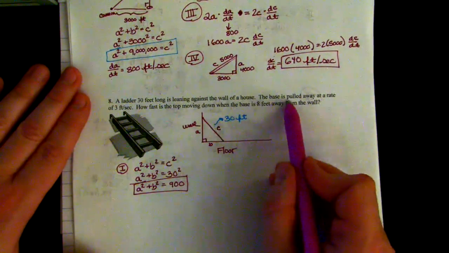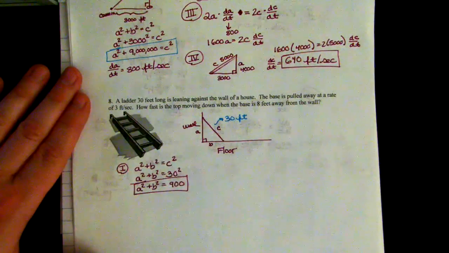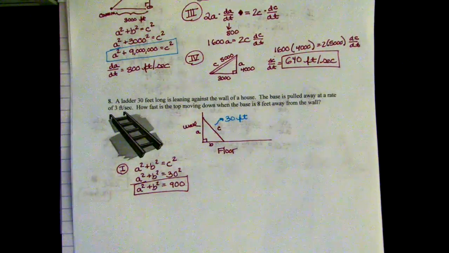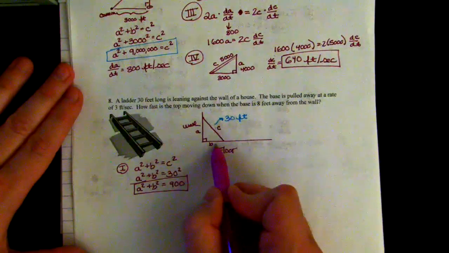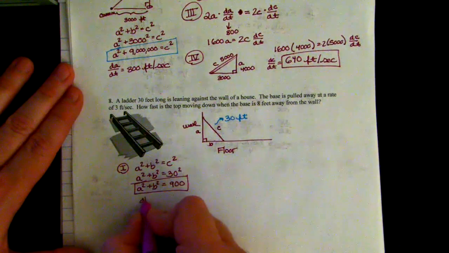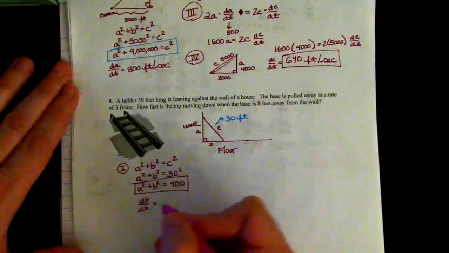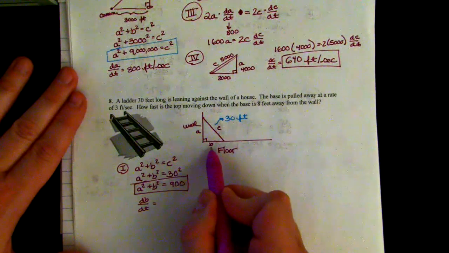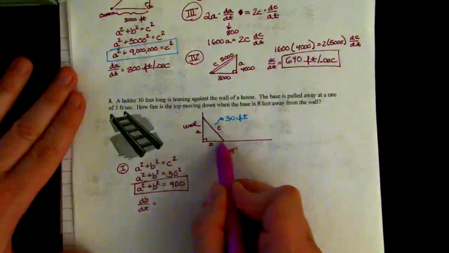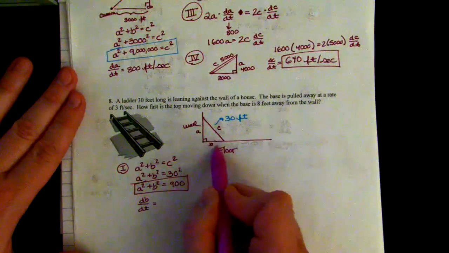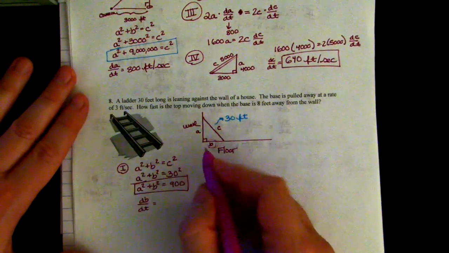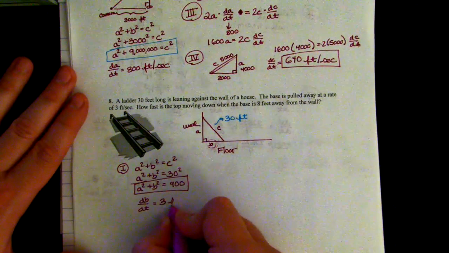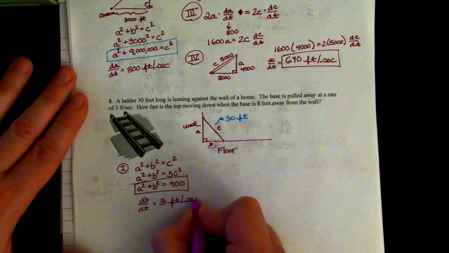Now, the base is being pulled away at a rate of 3 feet per second. What is that? dA dt or dB dt? Here's my base. That's the thing that's changing, dB dt. Now, I need to figure out if this is going to be positive or negative, and basically the way to answer that question is, as this gets pulled out, is this side of my triangle increasing or decreasing? I think that side is increasing. So I'm going to say this is positive 3 feet per second.